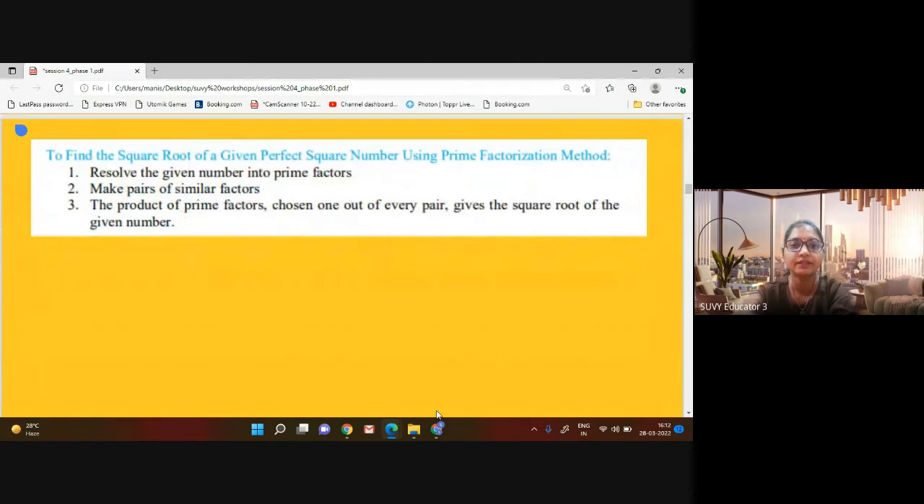So, to find the square root of a given number by using the factorization method, we already used it in the above part. Just think about this. Whatever number is given to you, first resolve it into prime factors. Then make pairs of similar factors. Then the product of prime factors, chosen one out of every pair, gives the square root of the given number.